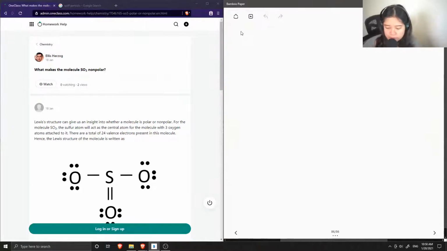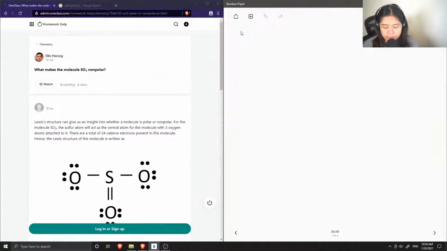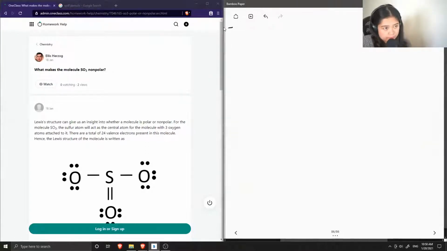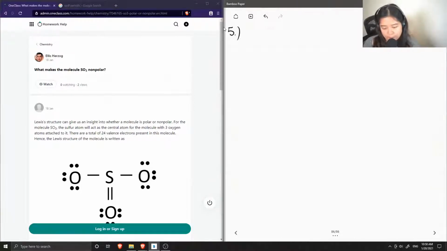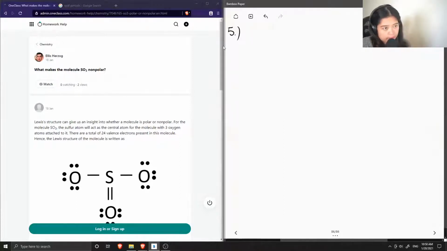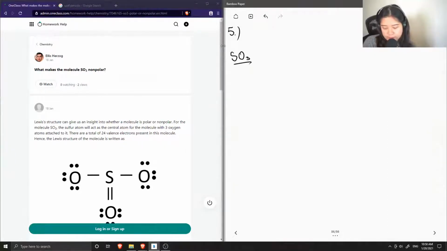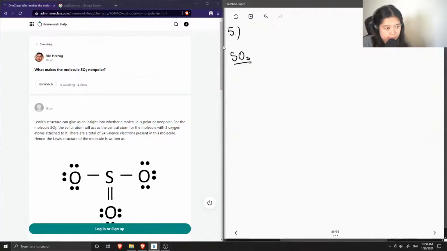Okay, so on to question number 5. What makes the molecule SO3 nonpolar? So this is question number 5, yep. To answer this question, let's first find the Lewis structure of SO3. To do that, let's calculate the total number of valence electrons for the molecule SO3.